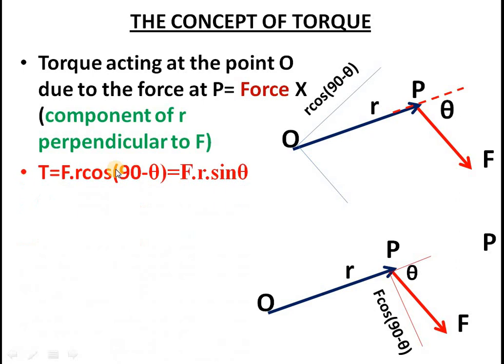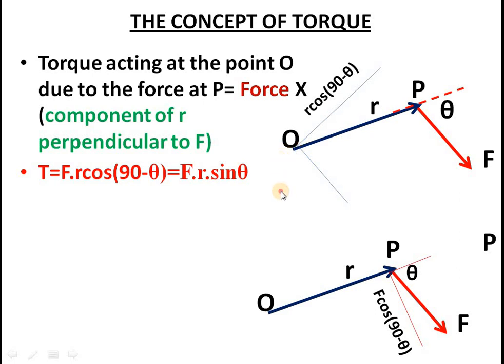So now you can write torque is equal to force into R cos(90 - theta). That will give you F into R sin theta. So this is one way of interpreting the torque acting with reference to the point O.